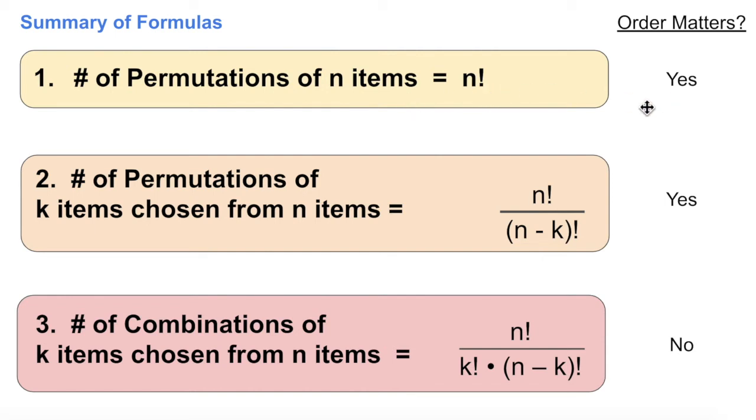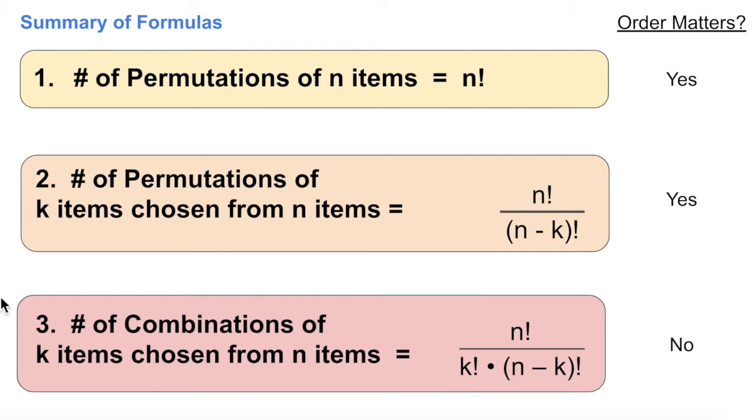Does order matter? Yes. Two is the number of permutations of k items chosen from a set of n items. And that's n factorial over n minus k factorial. And again, order does matter because these are both permutations, number one and two. Number three is combinations, where order does not matter. So the difference in the formula here is that we added the k factorial on the bottom because order does not matter. So those are our three formulas.